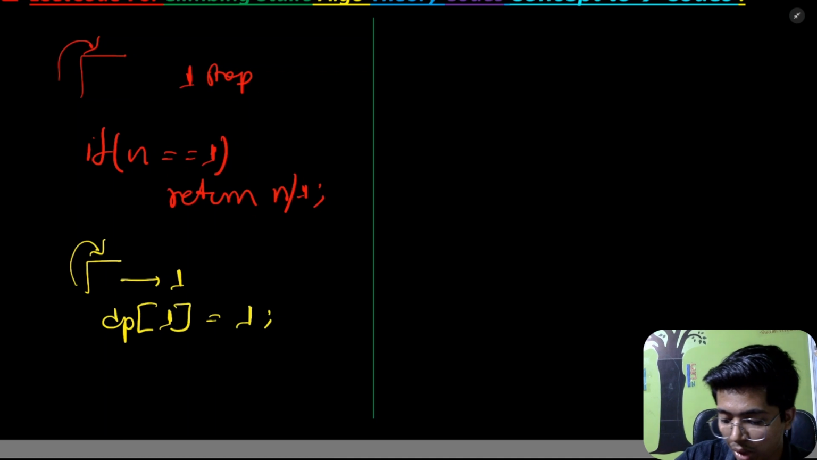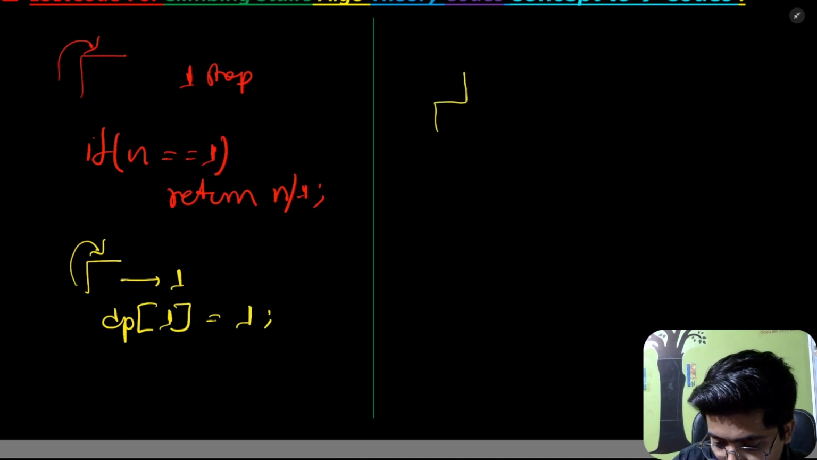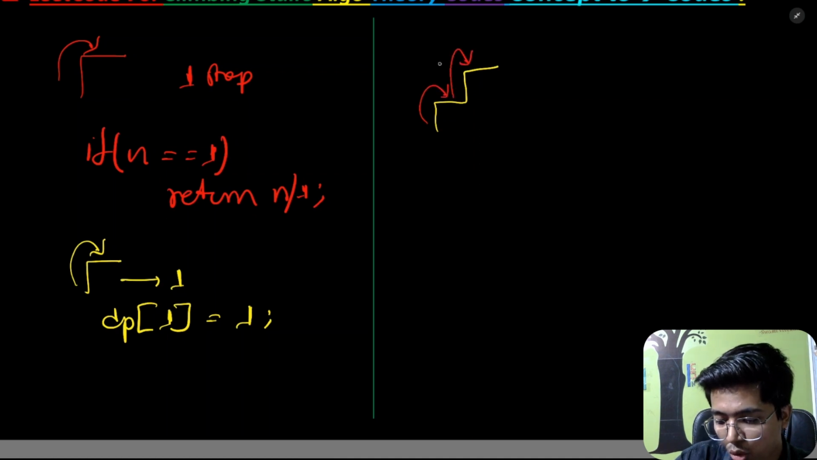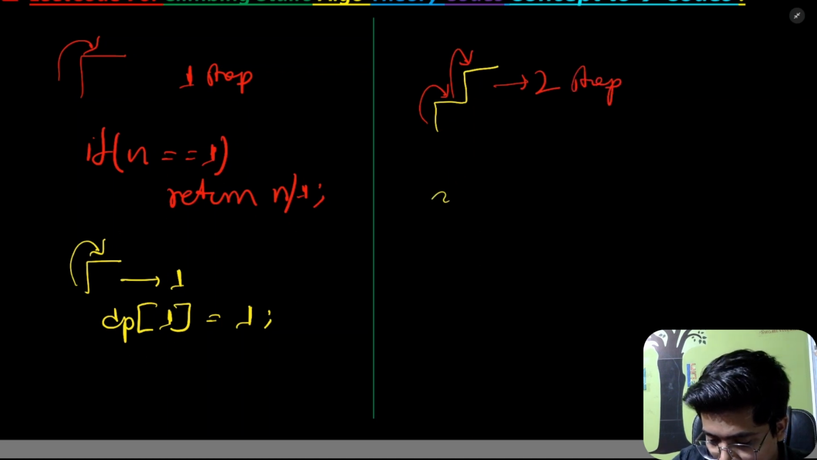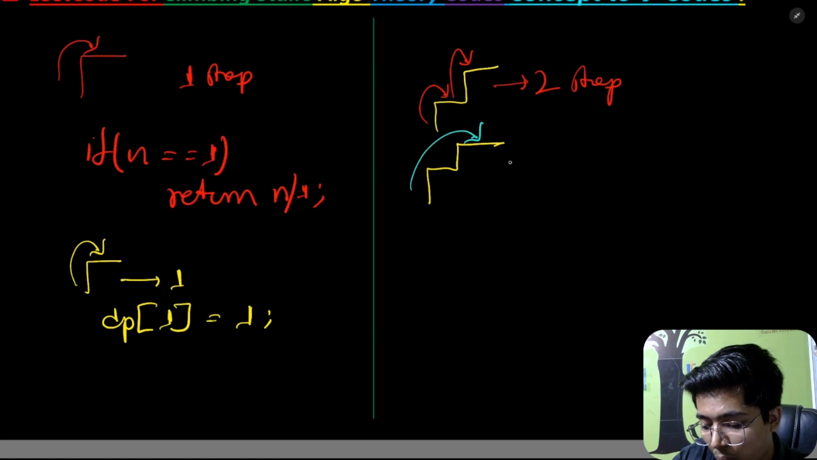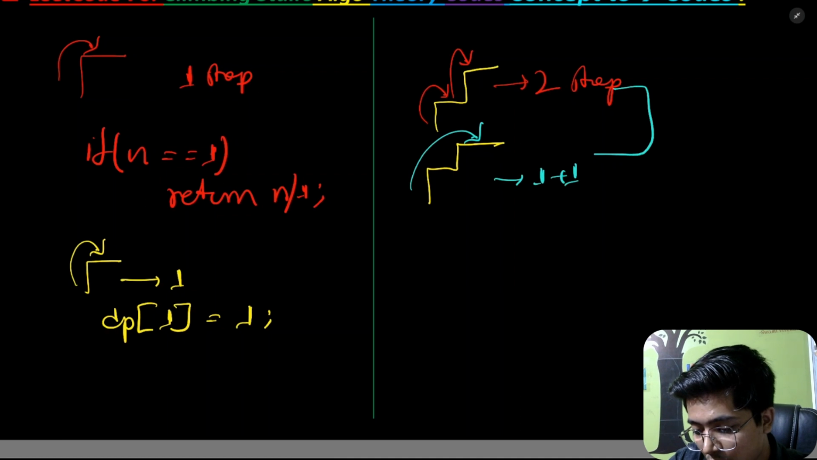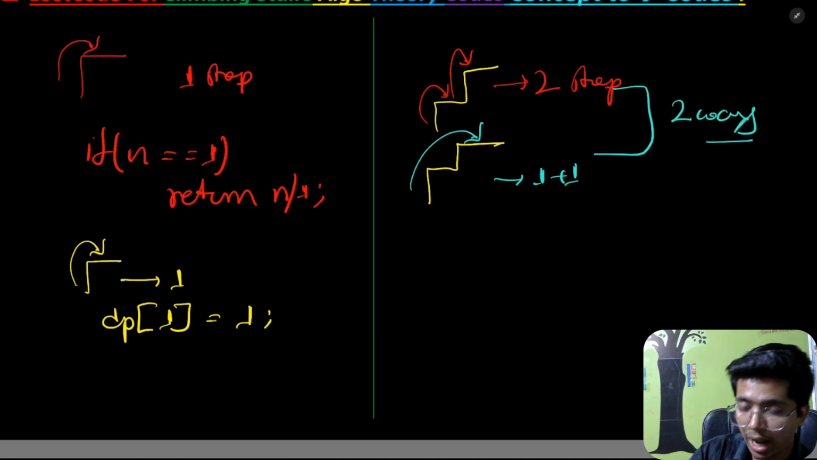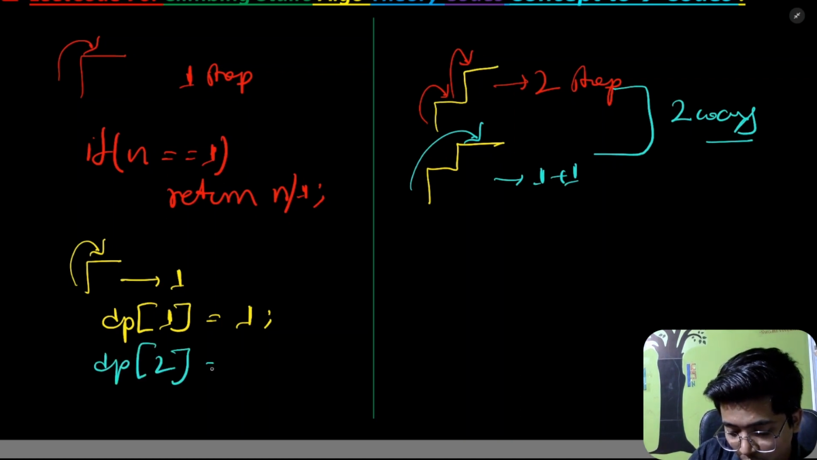If we want to climb two stairs from here, there are 2 ways. We can climb like this, then like this. So 1 plus 1, we require 2 steps. Another strategy is that we directly climb from the ground to here, 2 steps at once, because we have only 2 possible combinations. So here we have 2 ways. That means dp of 2 equals 2.